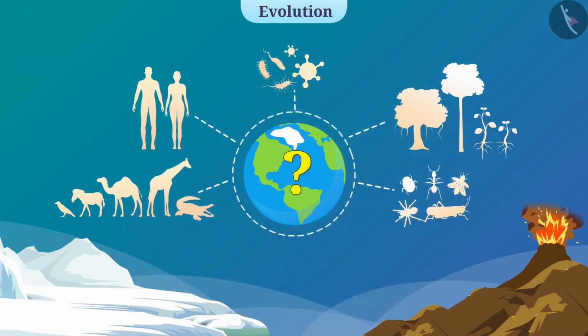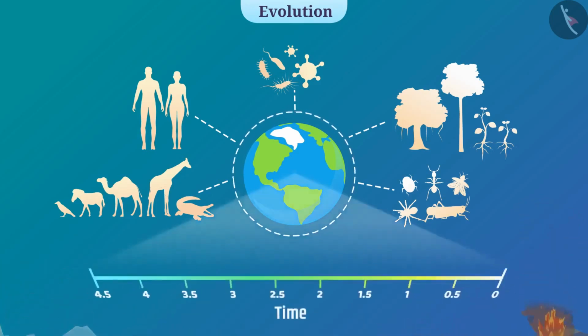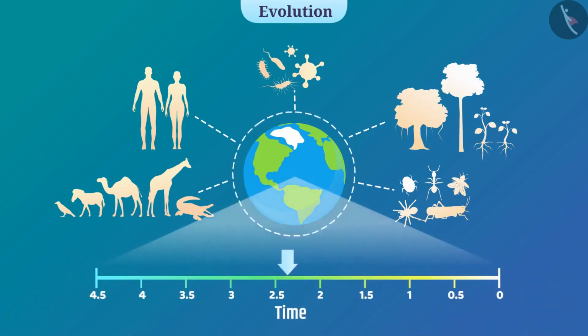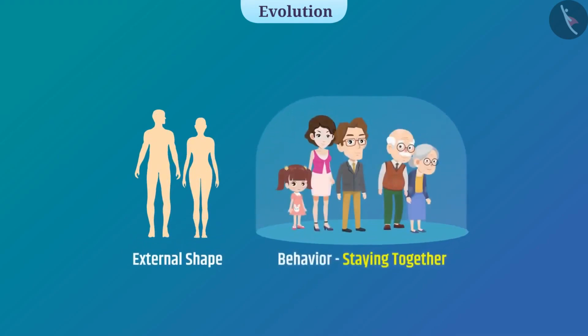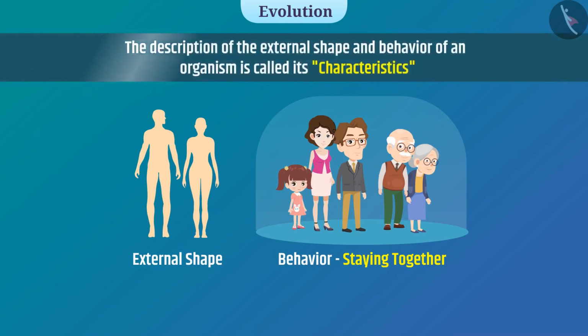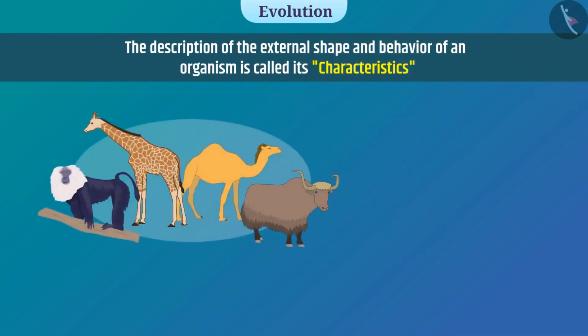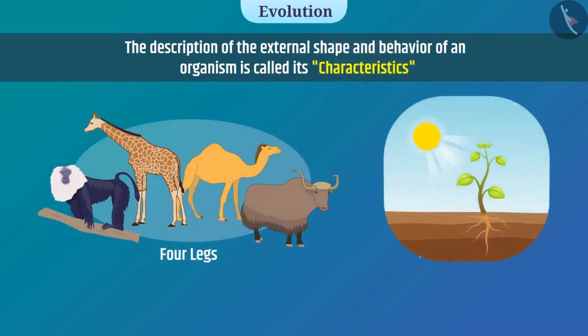We get the answer from the study of evolution. To find out how the organisms have evolved, we need to know how different species originated in time. To understand this, we consider the external shape and behavior of organisms as the basis. The description of the external shape and behavior of an organism is called its characteristics. For example, different organisms have 4 legs. It is a characteristic. Plants can do photosynthesis. It is also a characteristic.